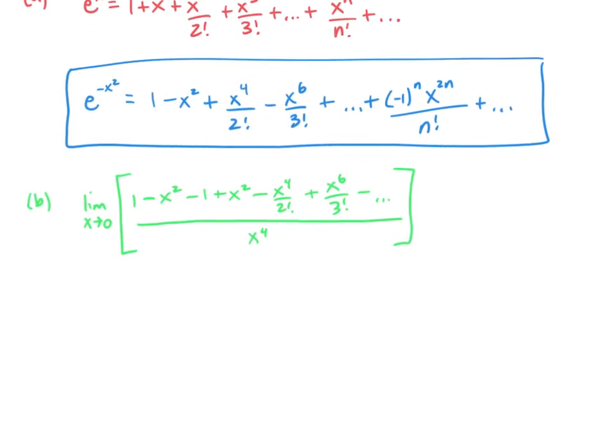Okay, so what we have then is the limit as x goes to 0, and we have to analyze what is left over. Now, again, the 1 cancels, and the negative x squared cancels. So what we're left with in the numerator is negative x to the 4th over 2 factorial plus x to the 6th over 3 factorial, and so on, divided by x to the 4th.